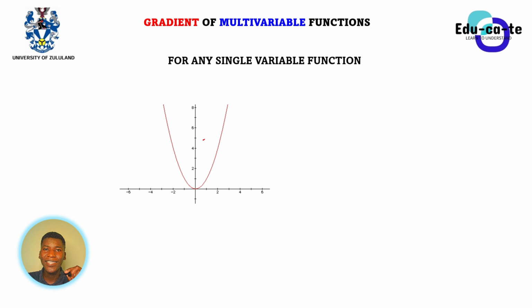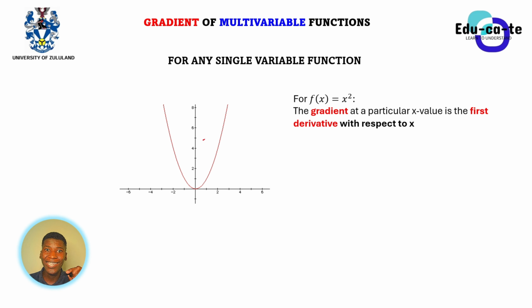Let us talk about the gradient of a multivariable function. So you know that for any single variable function, for example, we are given here this parabola, we can actually find the gradient, or the rate of change of the function value with respect to x, because this is a function of x, f of x equals x squared. This means that the y value, or the function value, depends on x.